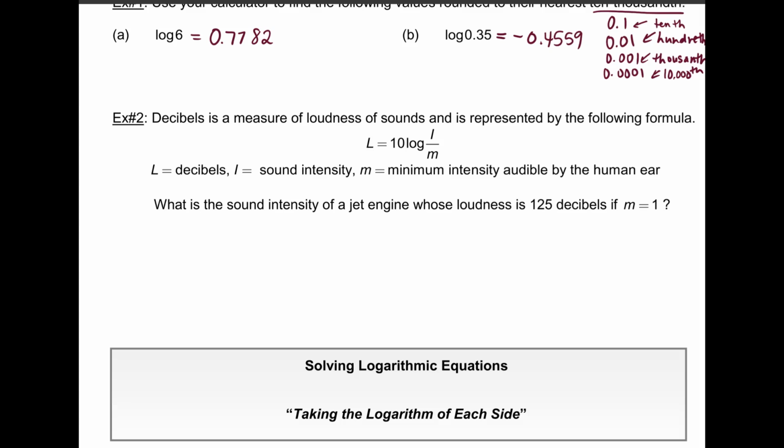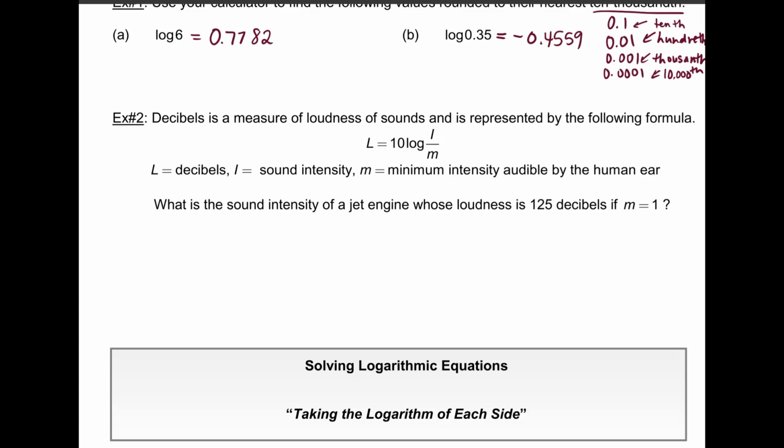So you guys have heard of decibels before? A completely silent room is like 0 decibels. Whispering is like 10, maybe 15. Lawnmowers are maybe 60 to 90. A jet taking off is 120, 130. You get hearing loss if you're exposed to something over 120 decibels.